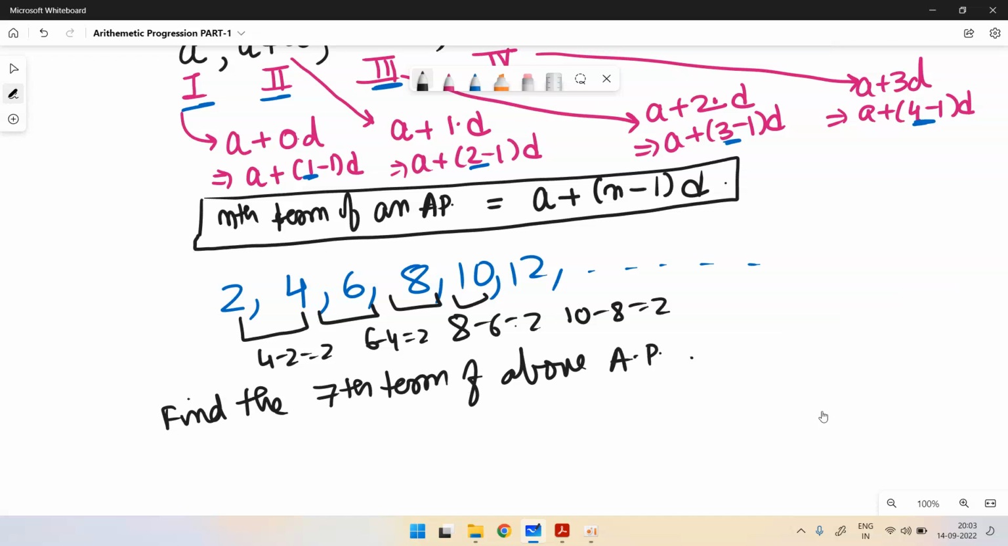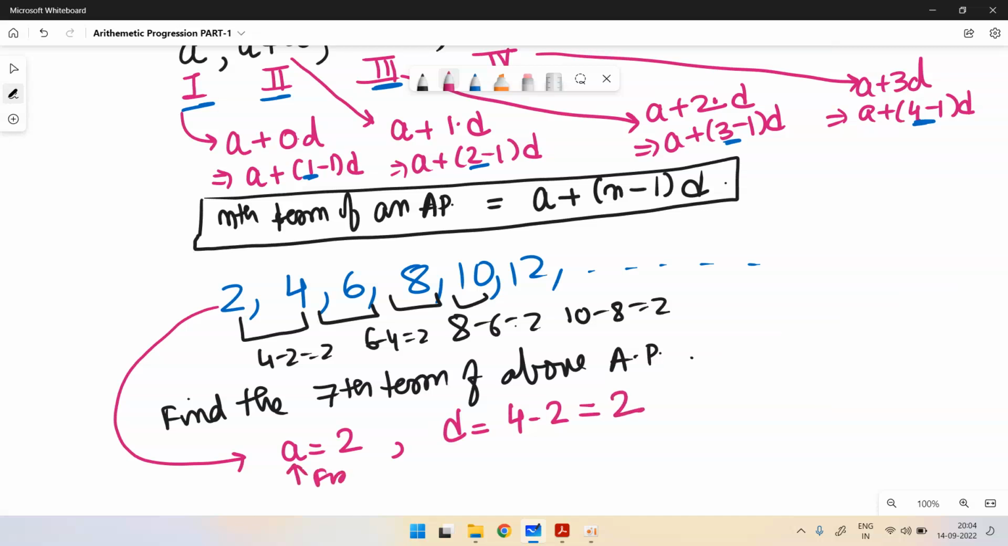Now, I have already told you that the first term is represented by A. So according to my series, the first term will be A, which is A equal to 2. Now what is the common difference? You can take any two consecutive numbers. I will be taking the first term and second term, so this is 4 minus 2, which gives me the common difference, nothing but 2. This is my first term, and this is my common difference. Now I need to calculate the seventh term.